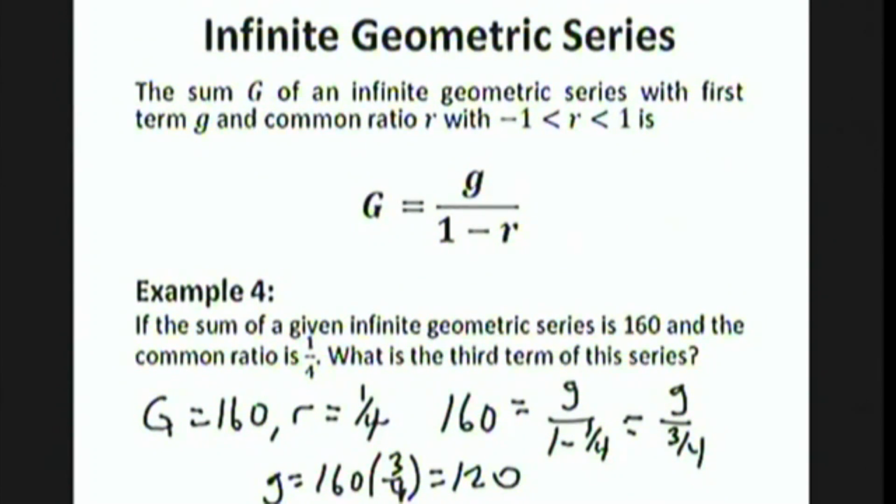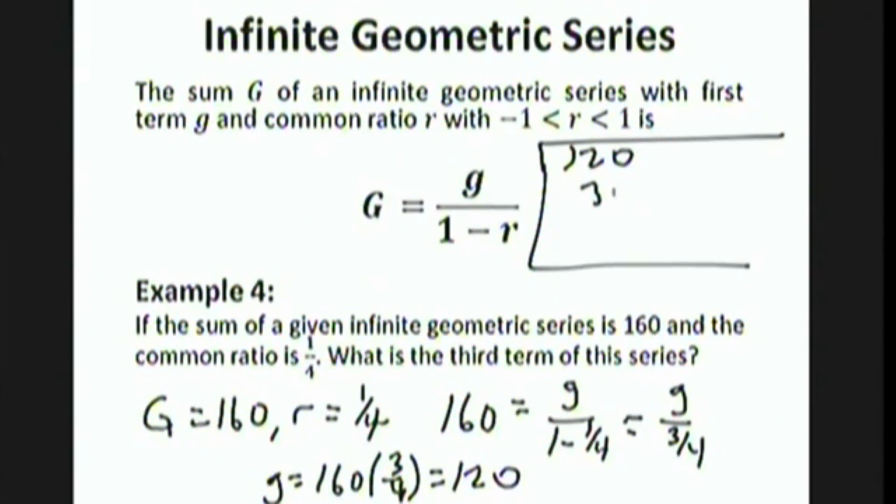So the first term of the sequence is 120, and the common ratio is 1/4. So let me finish it up over here. So the first term is 120. The second term we get by taking 1/4 of 120, which is 30. And finally, the third term, we take 1/4 of 30 to get 7.5. The answer is 7.5.